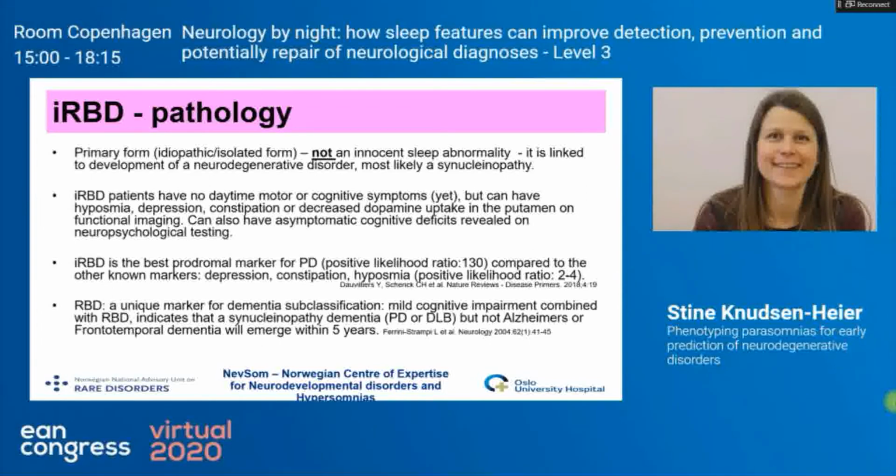RBD is also a unique marker for dementia classification. If you have RBD combined with mild cognitive impairments, that is, you have more or less RBD plus, not yet an overt synucleinopathy, well, these findings together indicate that within 5 years, this patient will develop a synucleinopathy dementia, Parkinson's disease with dementia or dementia of the Lewy body, but it will not be Alzheimer's or frontotemporal dementia.